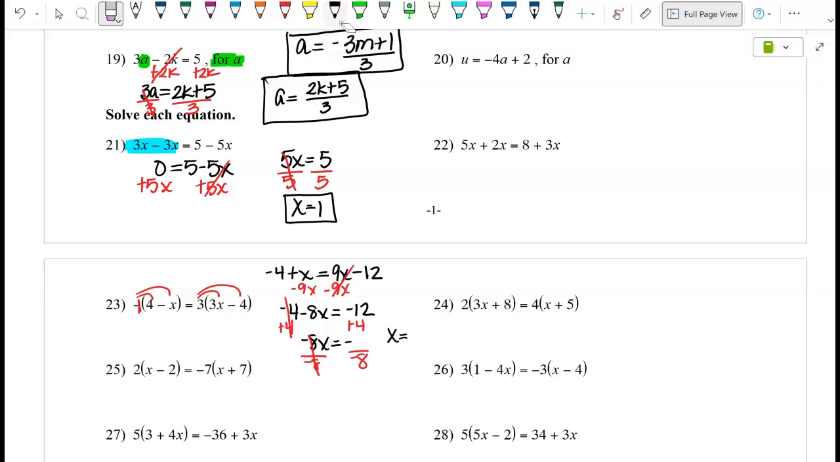Oh, it's not negative 12. What's negative 12 plus 4? You guys let me put a bad number there. Negative 8. So what's negative 8 divided by negative 8? You guys got to let me know when I do bad math.